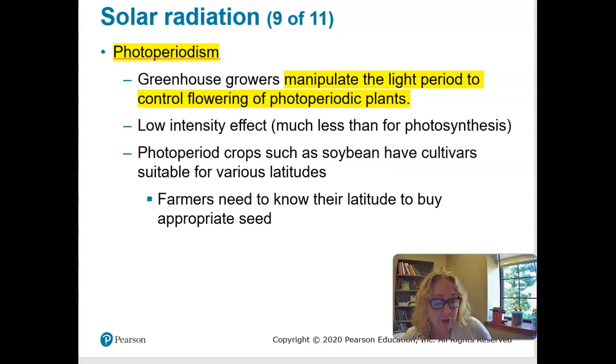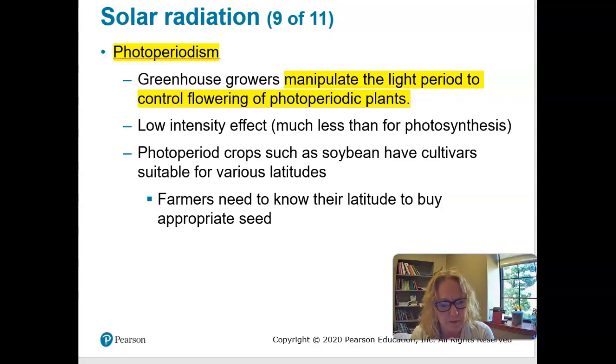Photoperiodism. This is the very cool part of plants where they grow towards the light. If I had my plants here in my window, they don't have very long stems, but if they did, they would grow towards the light. This is basically a way to manipulate the light period to control flowering. The low intensity effect would happen when you get spindly plants growing, trying to find light. You don't want that. You want to make sure in your greenhouse, in your office, everybody's getting enough light so they don't have to grow towards it.